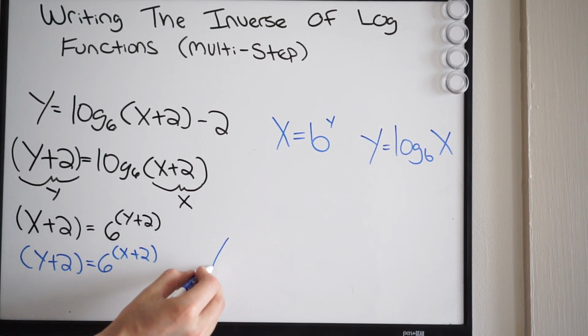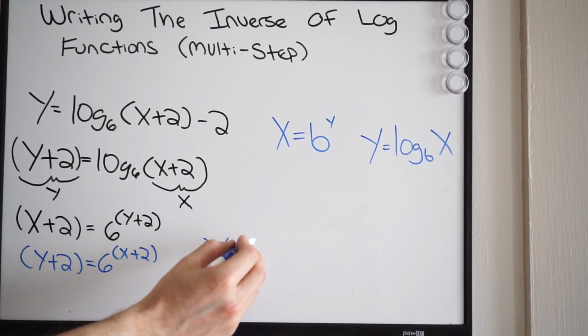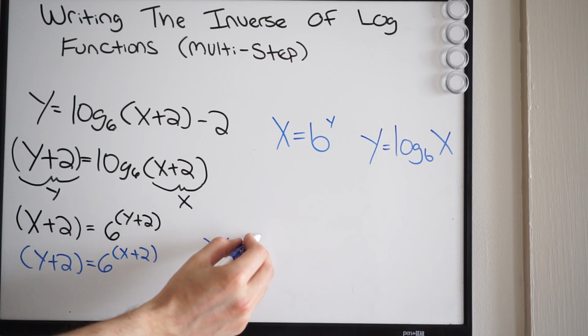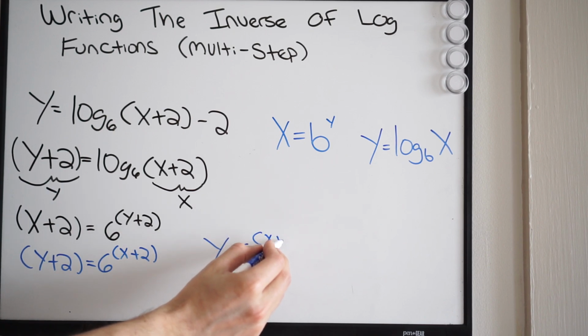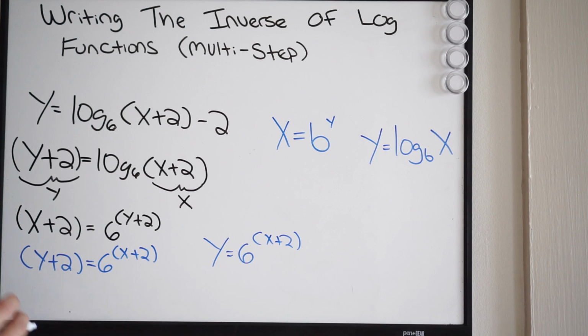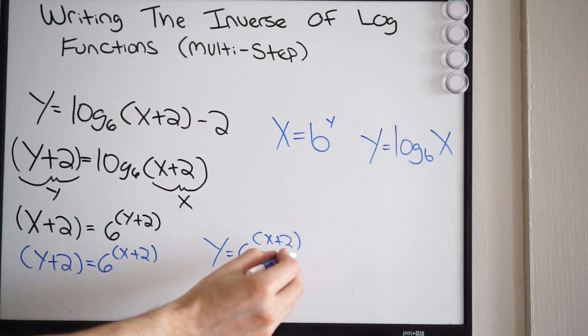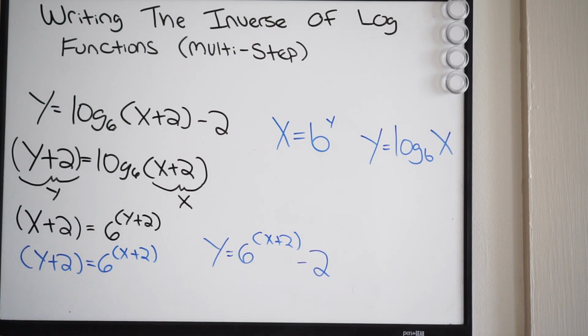So when we do that, we get y equals 6x plus 2. And then again, we're going to subtract 2, so minus 2. Okay, and this is done. So this is the inverse. Okay, so we just took the inverse of this log function, and we found that it was this right here.